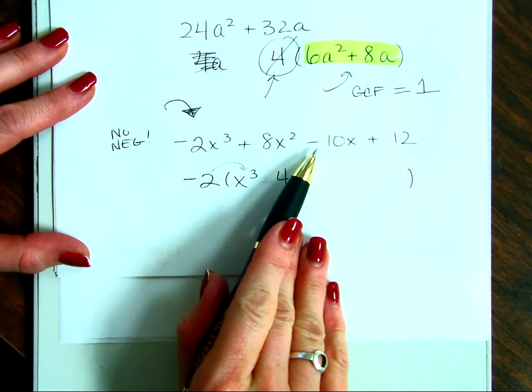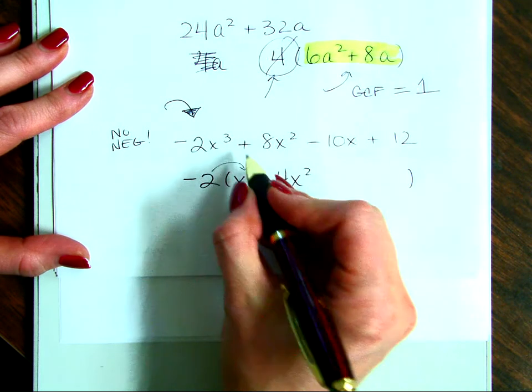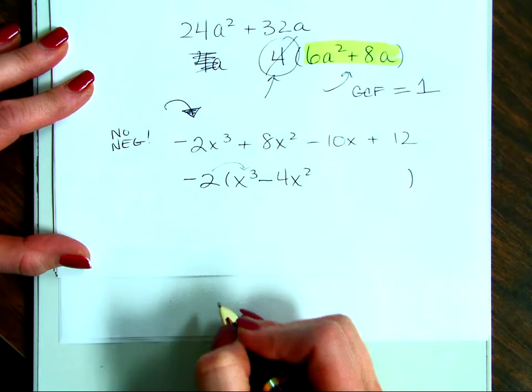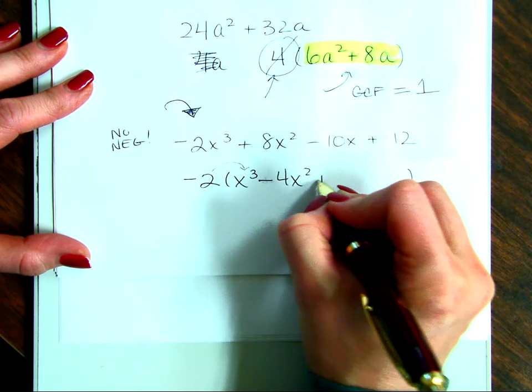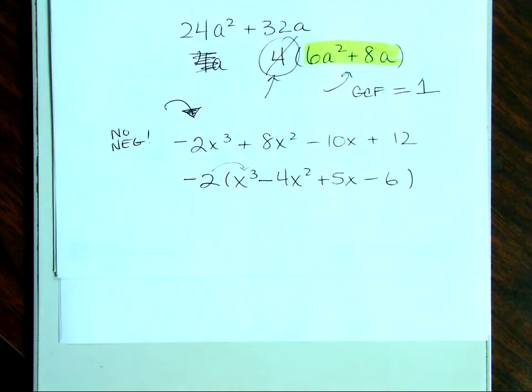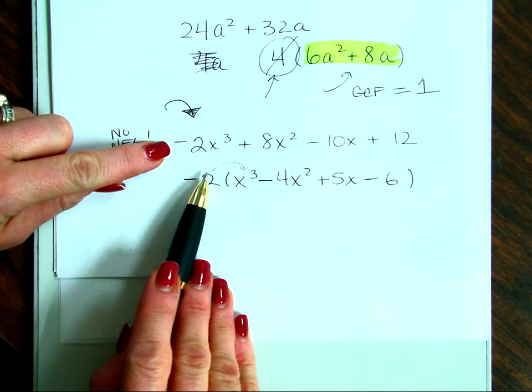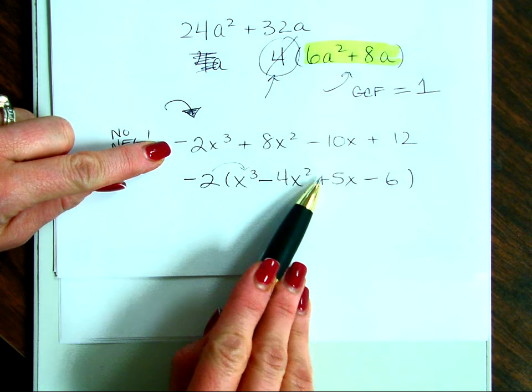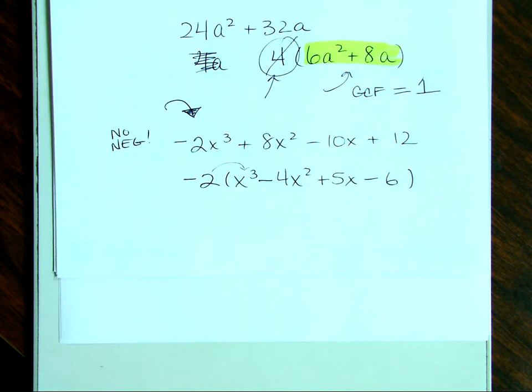Everything changes. The signs have to change. This negative positive is now a negative. This negative is now a positive. And this positive is now a negative. Okay? So when a negative comes out, you have to change all the signs. If you don't, you will be screwed up later in 7.5 when you try to factor.